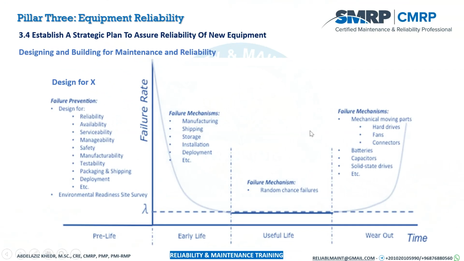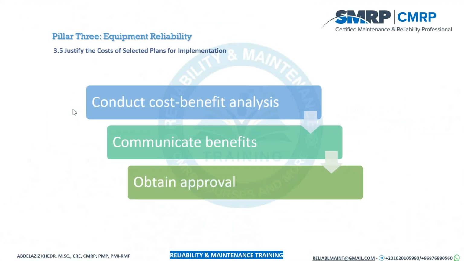This is a very important shape, the bathtub curve. This is just to identify to you that we have something called design for X. Design for X is to design, for example, for reliability, for availability, for manageability, for maintainability. Based on your design for X here, you will have a specific failure pattern or hazard rate in your operation stage, which will affect your performance over the equipment life. So it's very important to take care of this.